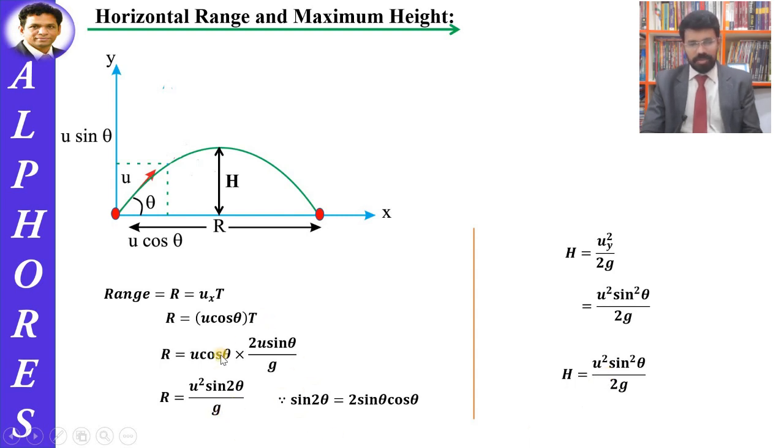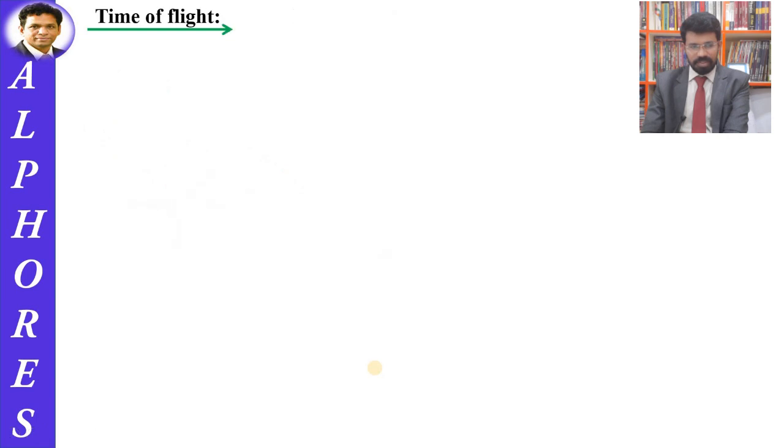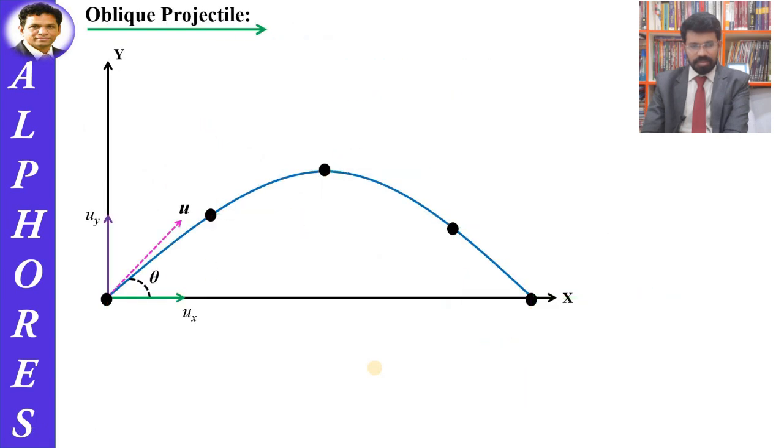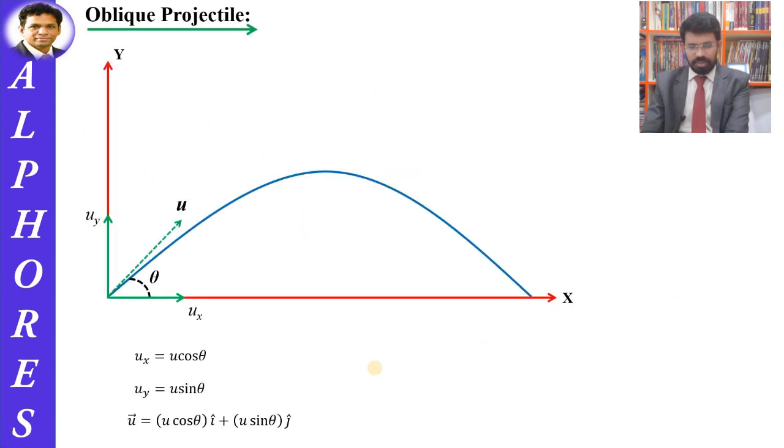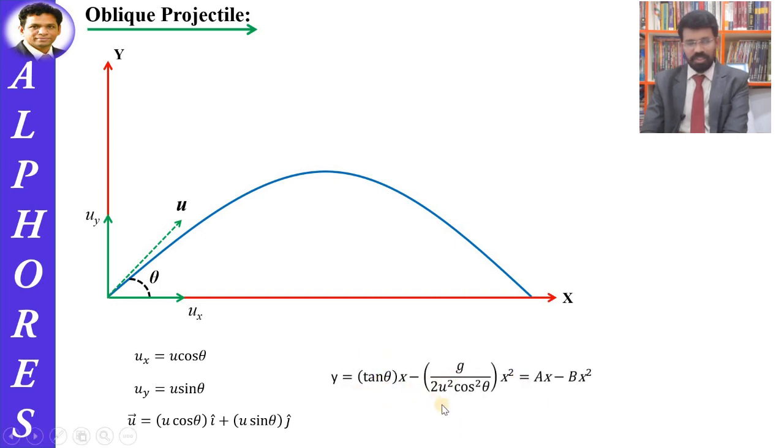Let us recollect all these things once. I'm telling you again, these details are very, very important. Let us go back once quickly. So this equation is important: y is equal to tan theta x minus g by 2u square cos square theta x square. Students, you have to remember this. You should know what A is, what B is.